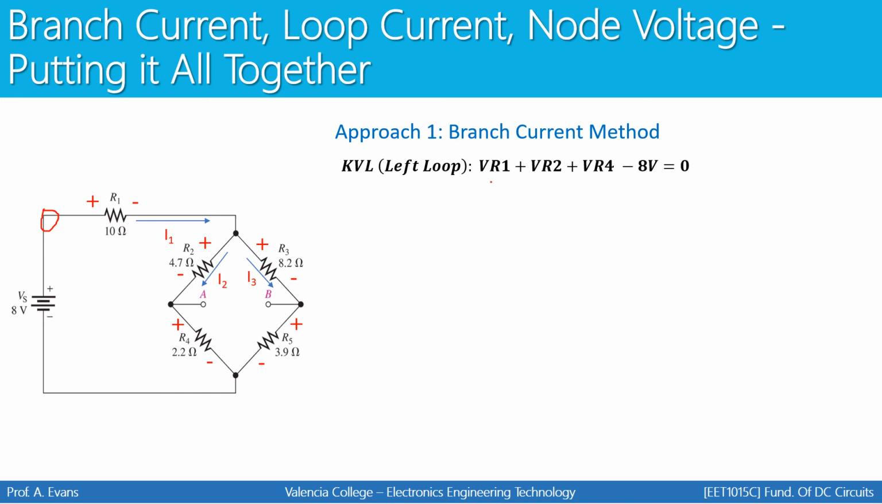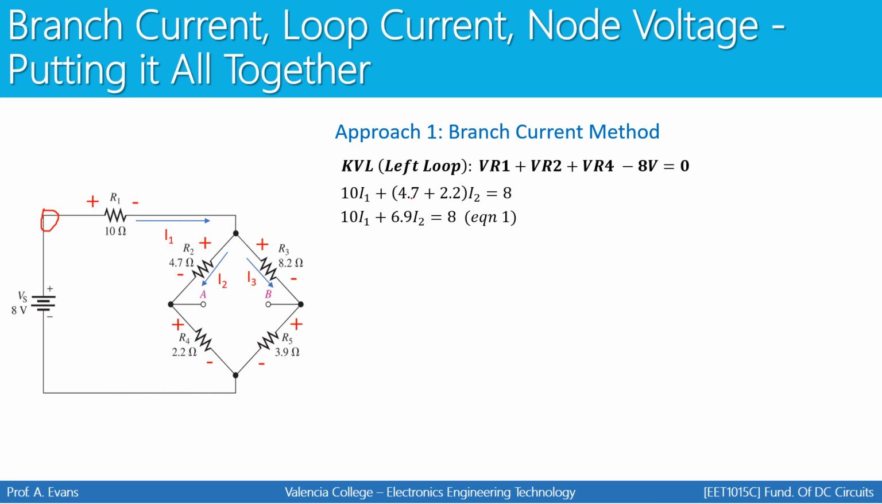Next, we're going to take this equation and we're going to replace every voltage drop with a current multiplied times a resistance. So VR1 is going to be the current through R1 times the value of R1. So that'll give you 10 times I1. And then for VR2 and VR4, since these two resistors are in series, we can combine these two resistances together. 4.7 plus 2.2 gives you 6.9. So we're going to combine those together and multiply that by I2. Once you simplify, there's your first equation.